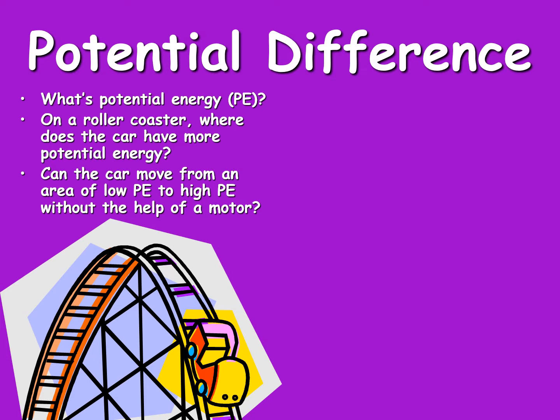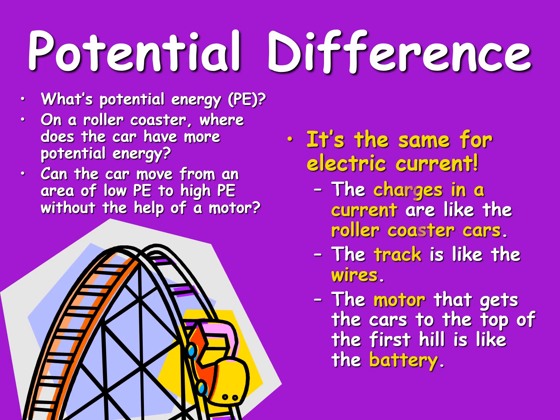Can the car move from an area of low potential energy to high potential energy without the help of a motor? Can it go up by itself, without the help of a motor? Now, it's the same for electric current. The charges in the current are like the roller coaster cars, the track is like the wires, and the motor that gets the cars to the top of the first hill is like the battery.